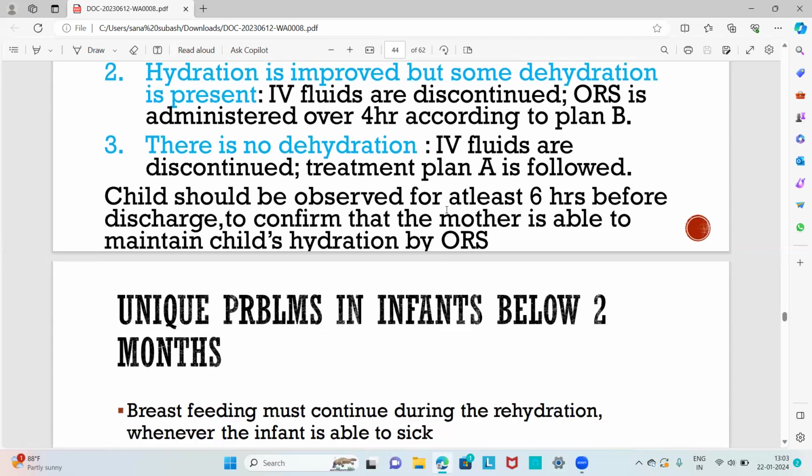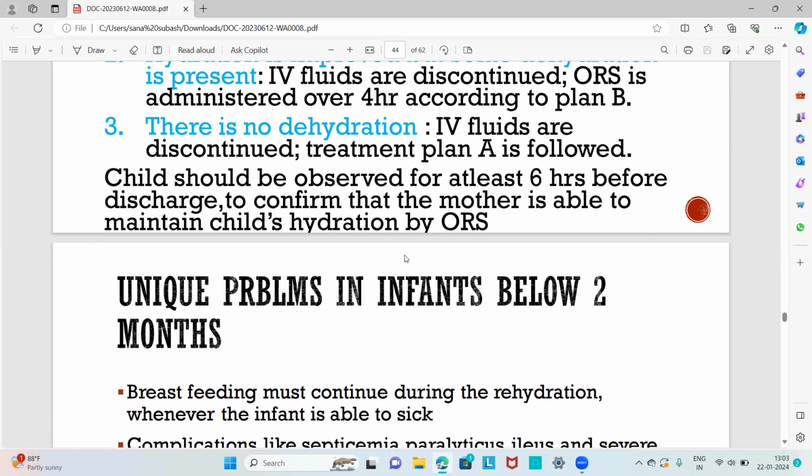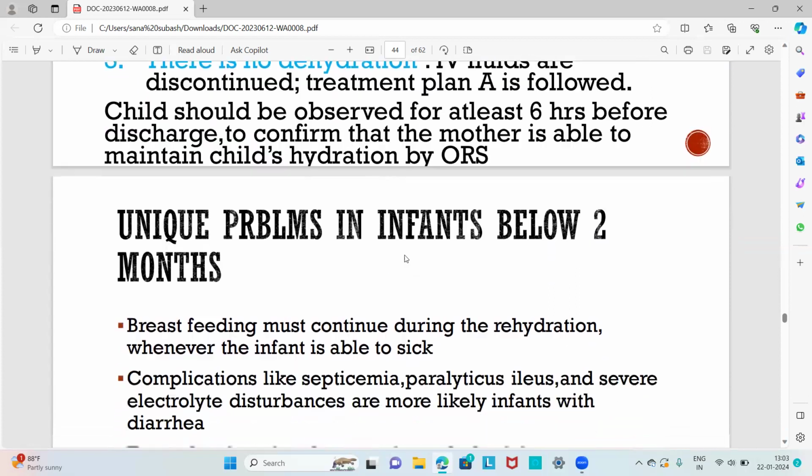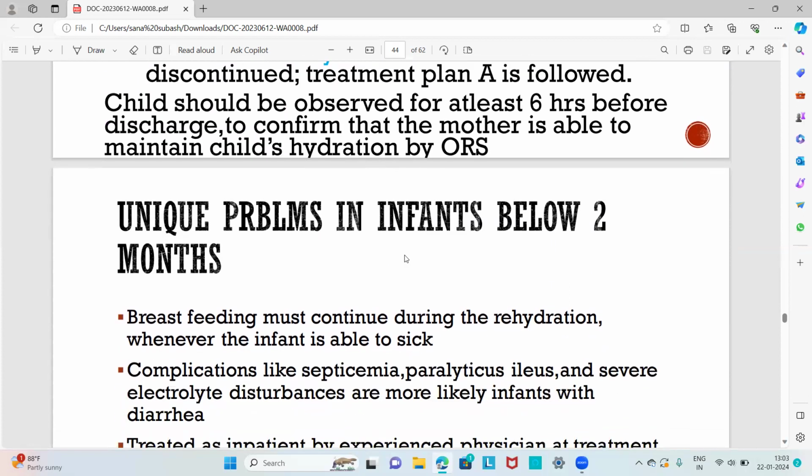The child should be observed for at least 6 hours before discharge to confirm that the mother is able to maintain the child's hydration with ORS. So that's all regarding the management of the different categories of diarrheal disease. That is the treatment plan: A is for no dehydration, B is for some dehydration, C is for severe dehydration.